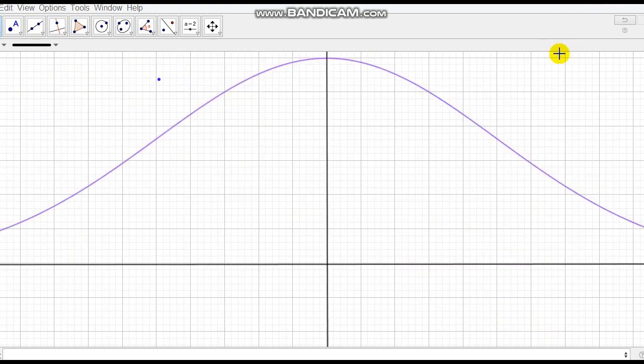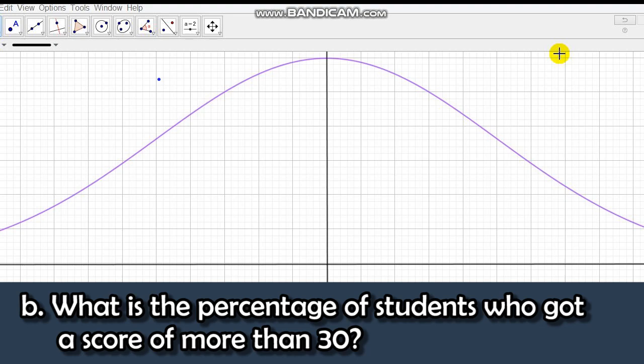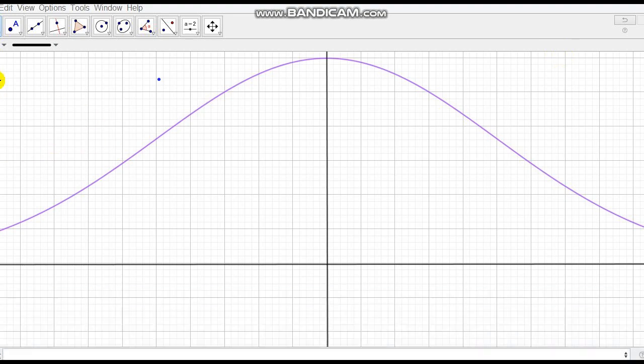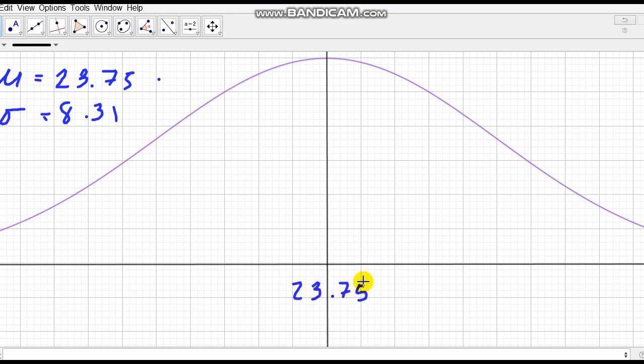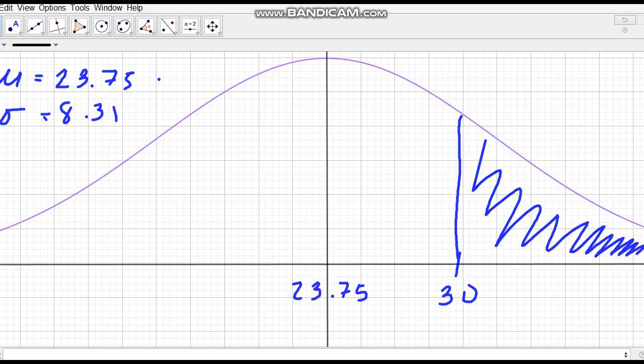Let's have another example. This time, what is the percentage of students who got a score of more than 30? Remember that the mean is 23.75 and the standard deviation is 8.31. So 23.75 is right here, and we're looking at the percentage of students who got a score of more than 30. Let's say that 30 is right here. So we are looking at the area more than 30. This is the area that we are looking for.